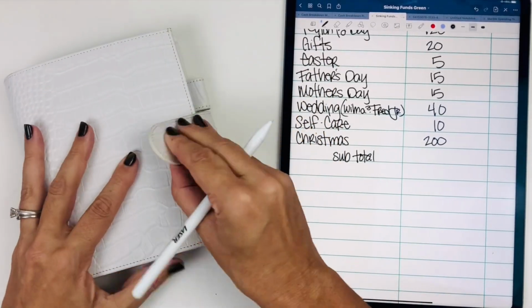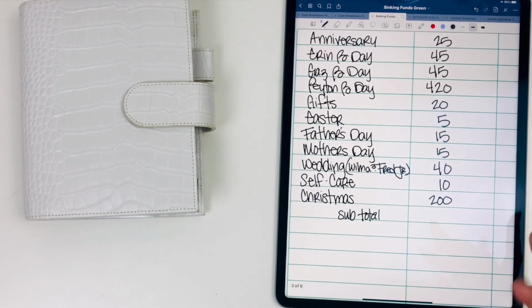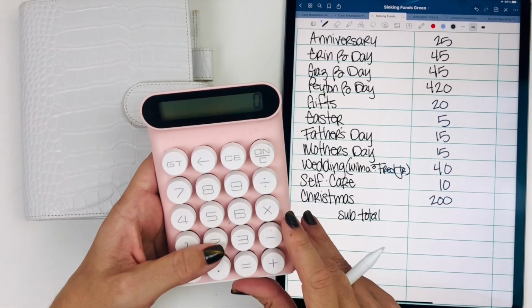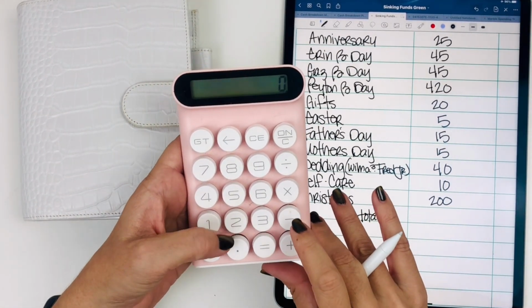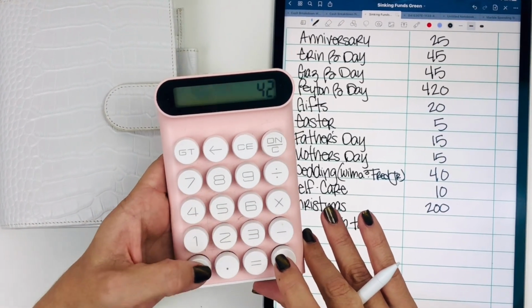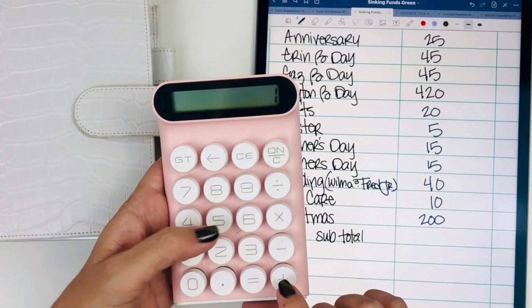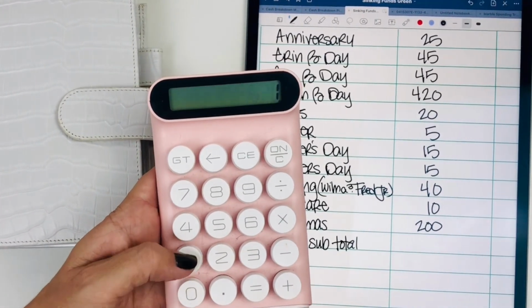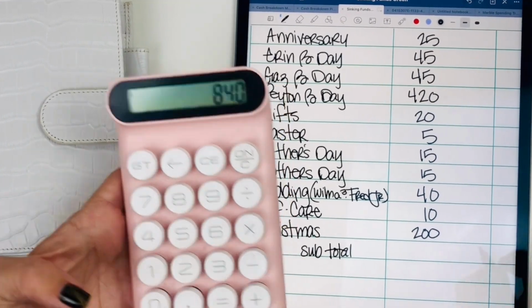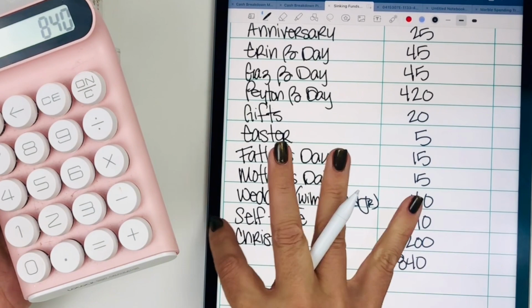Go ahead and close her up and add everything together. Why my binders are her, I don't know. They just are. So we have 25 plus 45 plus 45 plus 420 plus 20 plus 5 plus 15 plus 15 plus 200, and that gives us $840 here.